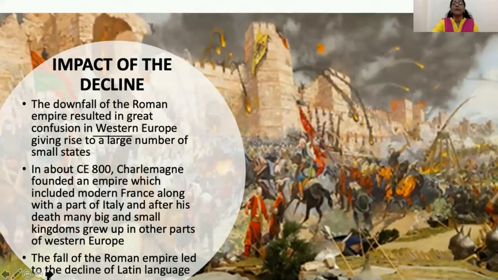Now we will see the impact of the decline. The downfall of the Roman Empire resulted in great confusion in Western Europe, giving rise to a large number of small states. In about Christian era 800, Charlemagne founded an empire which included modern France along with a part of Italy, and after his death, many big and small kingdoms grew up in other parts of Western Europe. The fall of the Roman Empire led to the decline of Latin language.